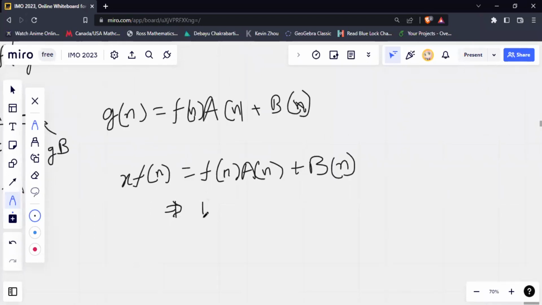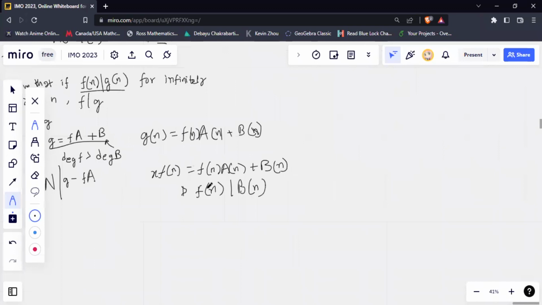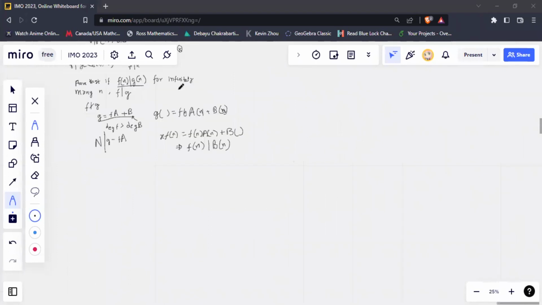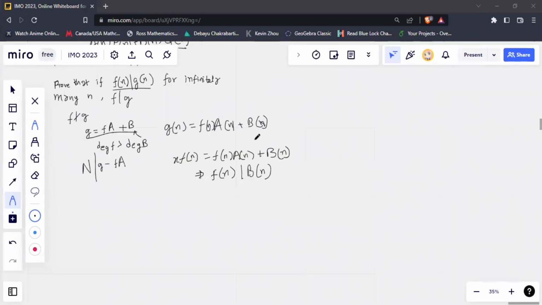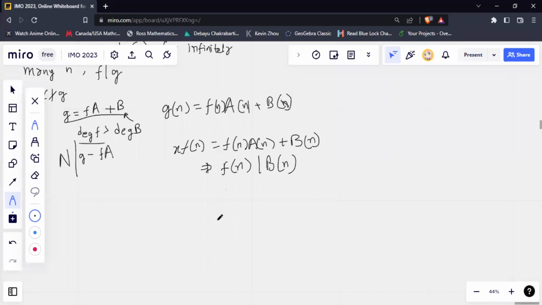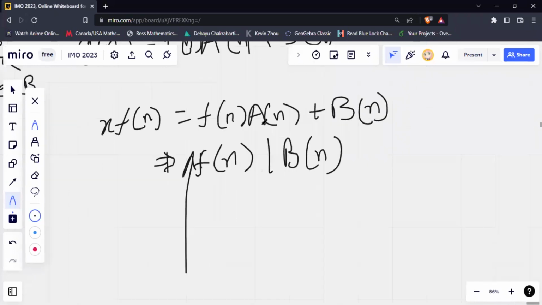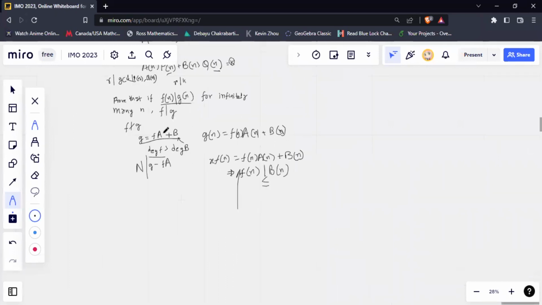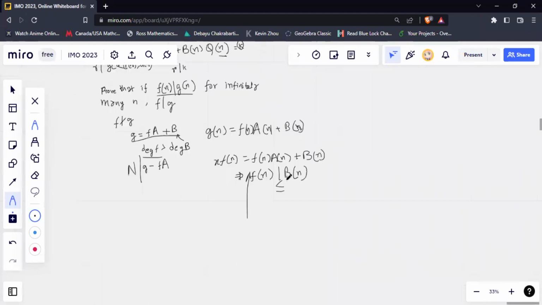But this means that f of n divides b of n. And this is true for infinitely many n. Does everyone follow? Yes. Okay. But we know that degree of f is larger and it grows much faster. We know that if a divides b, then a is less than or equal to b, which is false because f grows much faster than b. So this can't be true, and yes, f has to divide g.